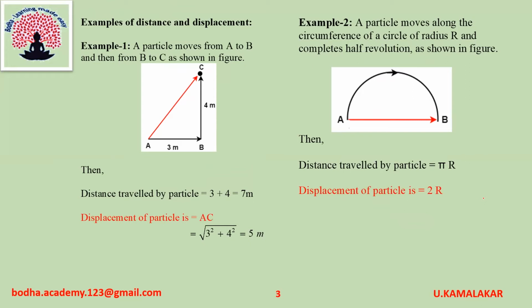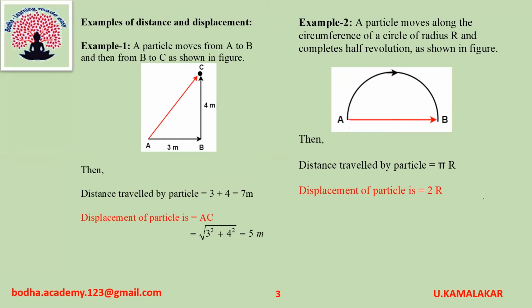Examples of distance and displacement. Example 1. A particle moves from A to B and then from B to C as shown in the figure. Then the distance traveled by the particle is equal to 3 plus 4, that is 7 meters. Displacement of the particle is nothing but AC, which is equal to square root of 3 square plus 4 square, that is 5 meters.